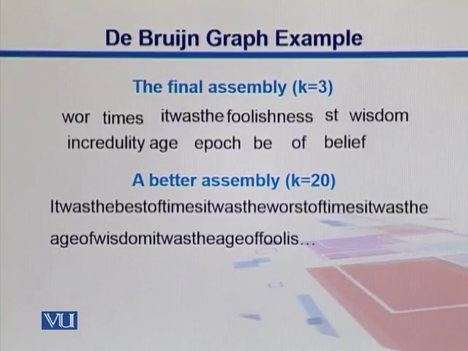For example, in this assembly where we were using k equal to 3, we had something like this. We can improve our assembly, maybe we can use k equal to 20, and then we get something like this, maybe a better one. So maybe we might improve it with longer k sizes. But is longer k size a solution? Yes, no? What do you think?